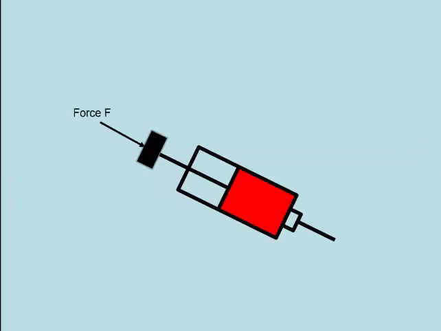Here we've got a syringe. If we exert force F on the plunger of the syringe here, and the piston has an area A, we're going to get a pressure in the fluid given by force divided by area.